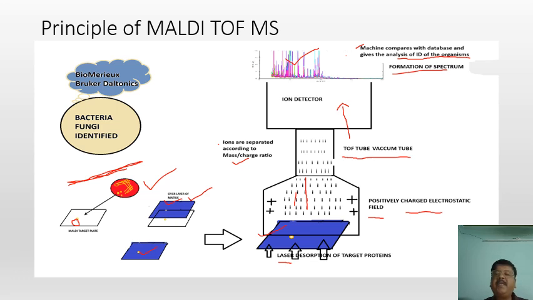So what do you mean by time of flight? Depending upon the mass charge ratio, the heavy molecule will go slowly, the light molecule will go rapidly, which will produce the spectrum on the detector system. So the smaller molecules are very active. You can see, a lean and thin person can run very fast. A heavy and obese person will go slowly. So this is the mechanism of MALDI TOF.